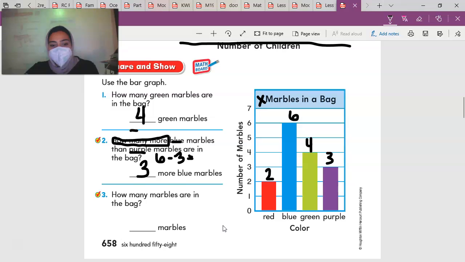Number 3. How many marbles are in the bag? We're going to add all the marbles in the bag. 2 plus 6 plus 4 plus 3. Let's add these two first. 2 plus 6 is... What's 2 plus 6? 8. And what's 4 plus 3? 7. And what's 8 plus 7?